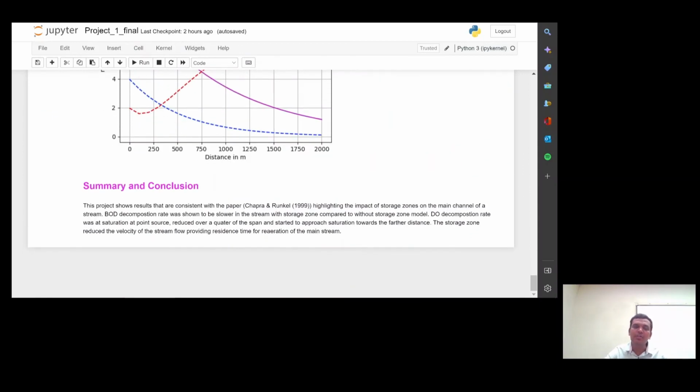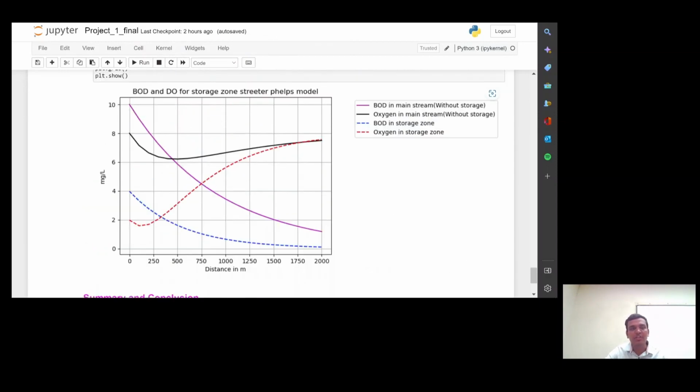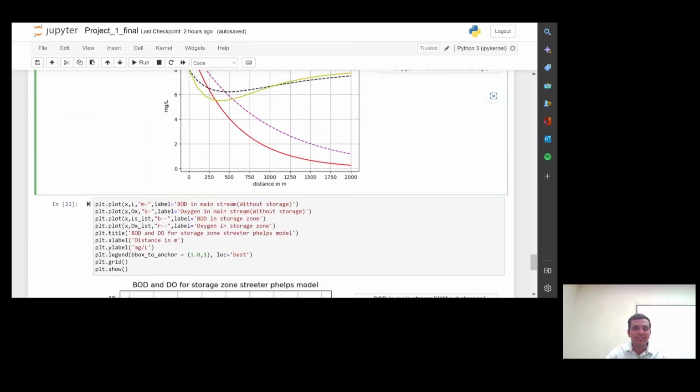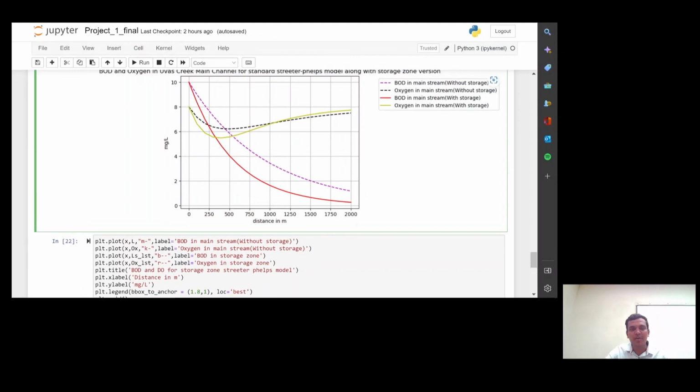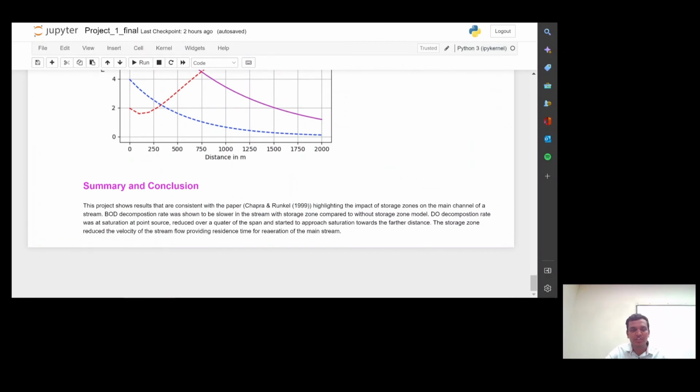Okay, so we can find out from these two plots that the BOD decomposition rate was shown to be slower in the stream with the storage zone compared to the model without storage zone, and the DO we can see here is going down, and it will go back to the saturated level for the DO. So that's the storage. The benefit of providing storage zones is that they reduce the velocity of the flow and give the residence time to the flow for the reaeration in the mainstream.